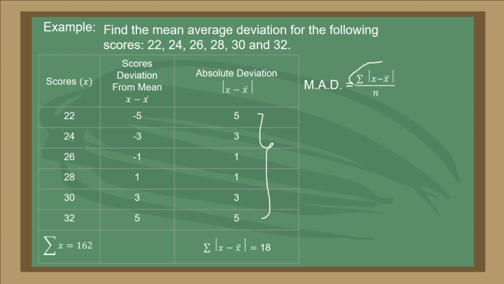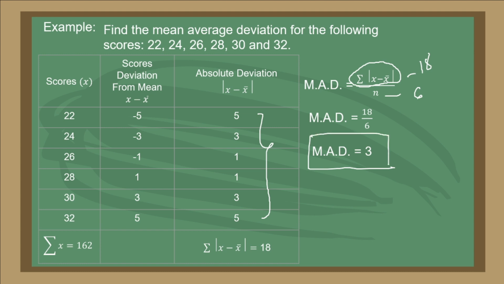So our value for this formula is 18. Our n is 6. Then substitute the given values to the formula. So we have 18 over 6. Then our mean absolute deviation is 3. So that is the answer.